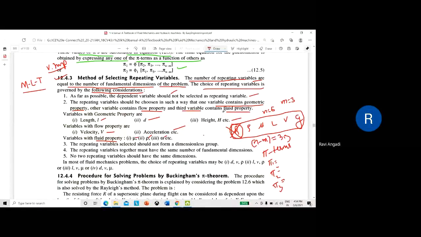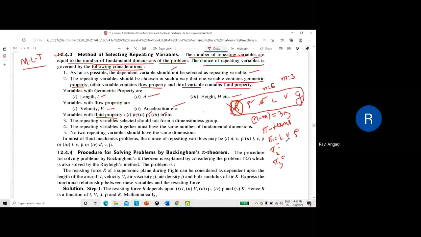Then the next criteria is that one is to be taken from the geometric property. Which is the geometric property here? L is the geometric property, so I should write L first. Then which is the flow property here? Velocity. Not viscosity; flow property doesn't involve any force or mass. Velocity is the flow property. What is the fluid property? Either you may take density or viscosity, any one. I'll take rho. Understood? See here, I am choosing the repeating variables.